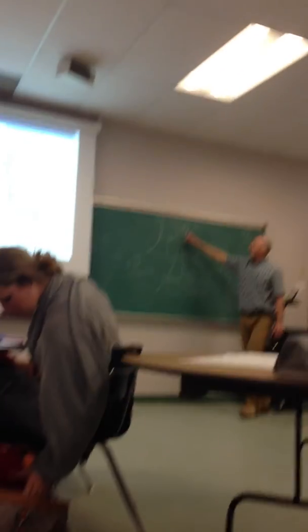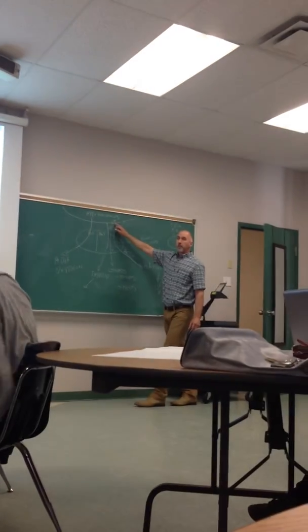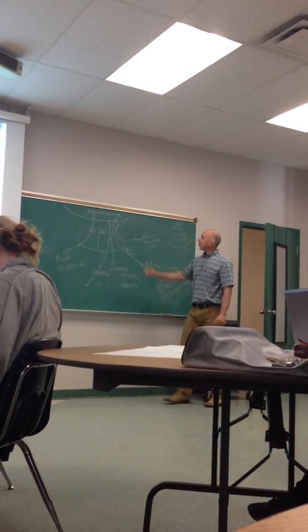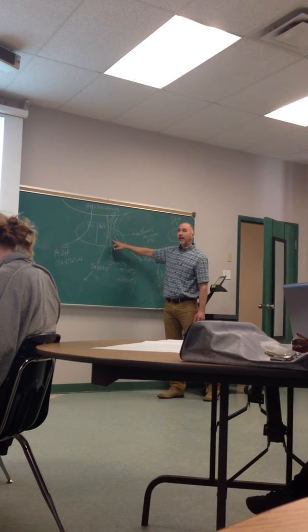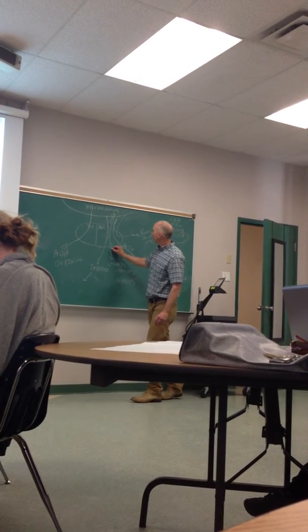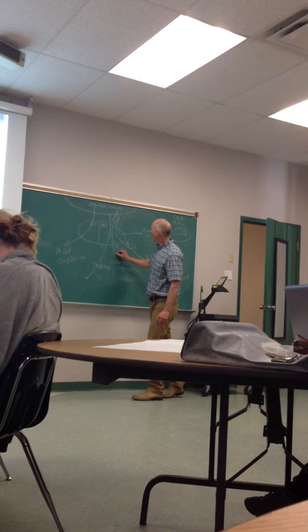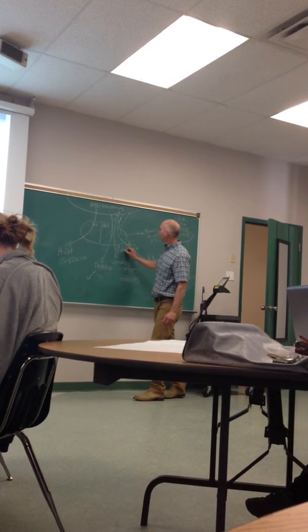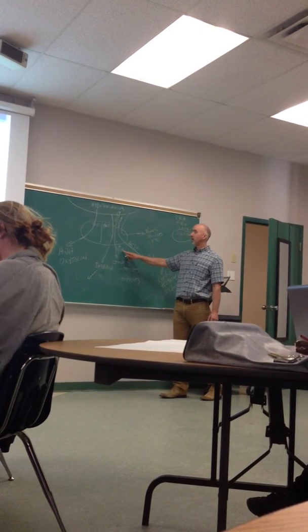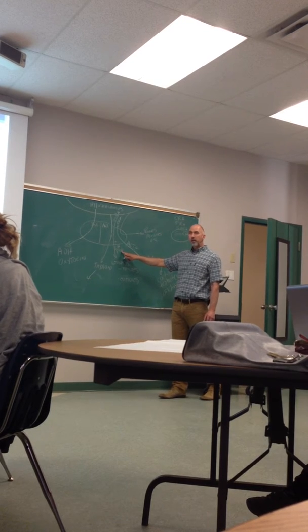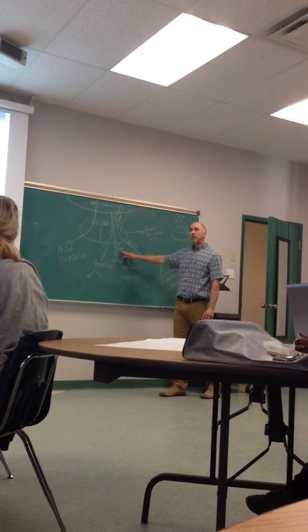Right? So gonadotropin releasing hormone, GnRH. That's what the hypothalamus will release. GnRH will cause the anterior pituitary to secrete luteinizing hormone and follicle stimulating hormone. LH and FSH. Luteinizing hormone and follicle stimulating hormone.